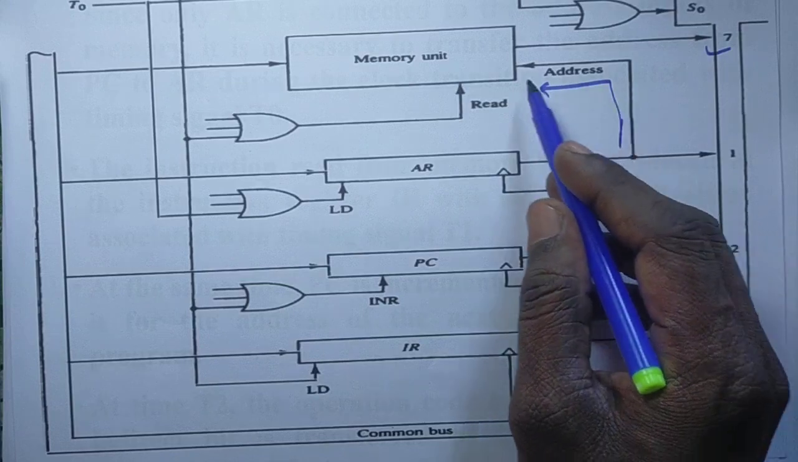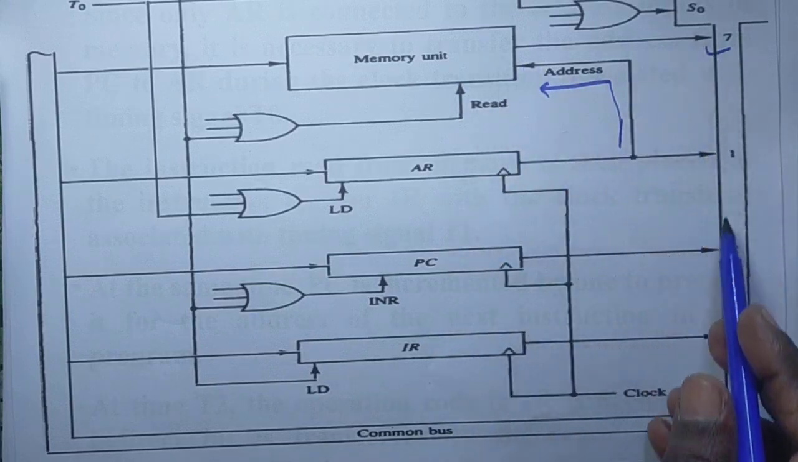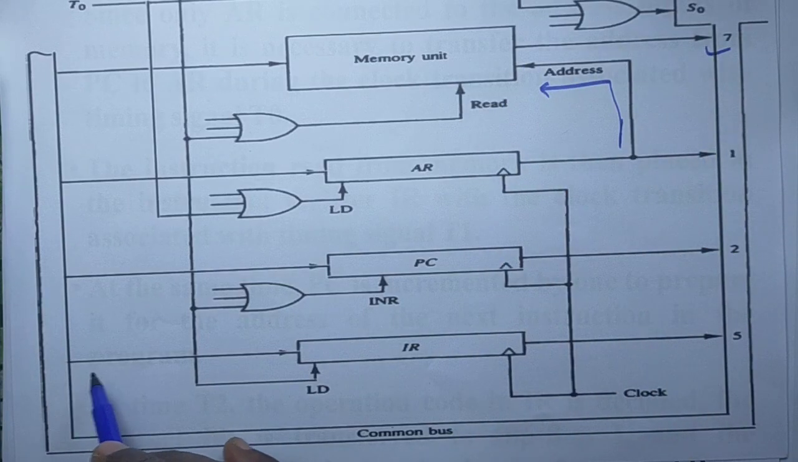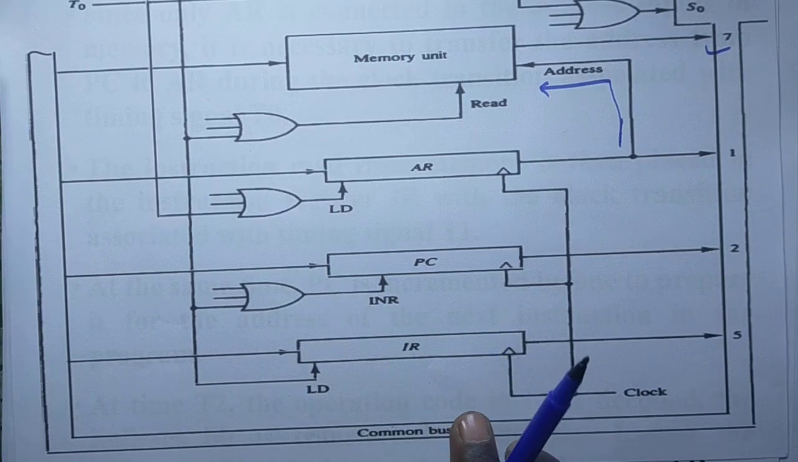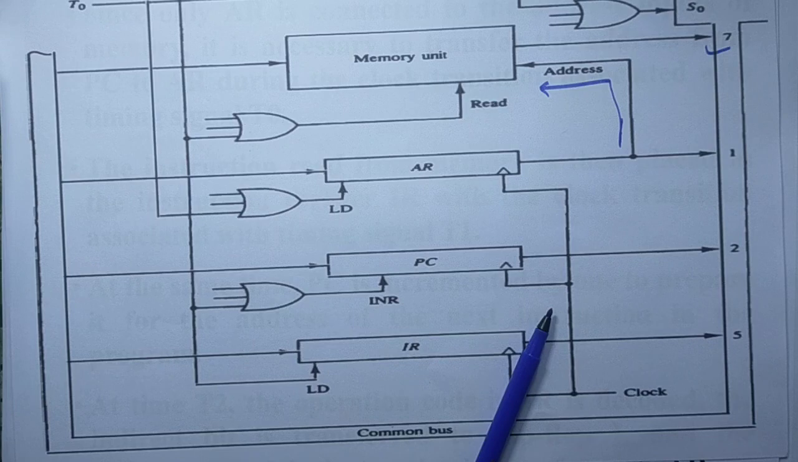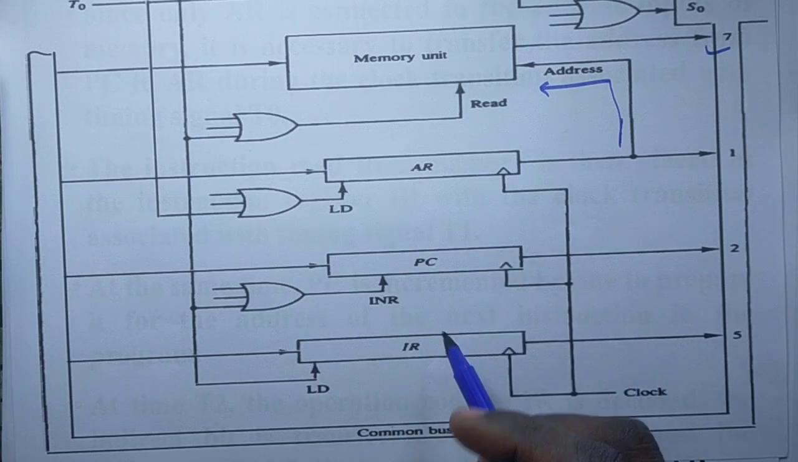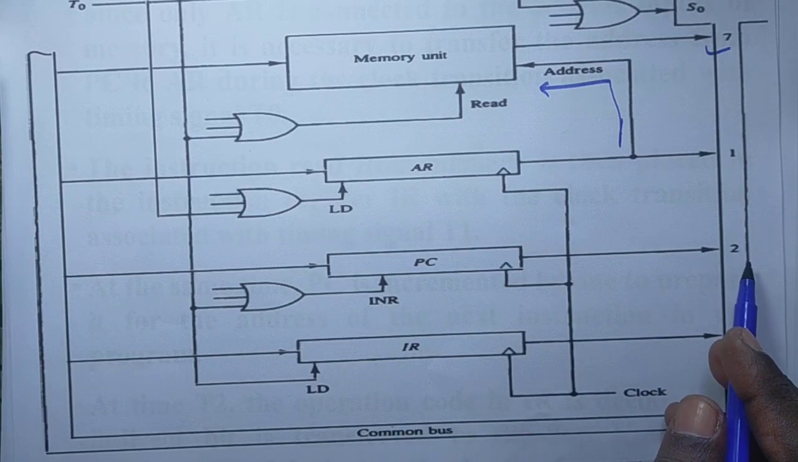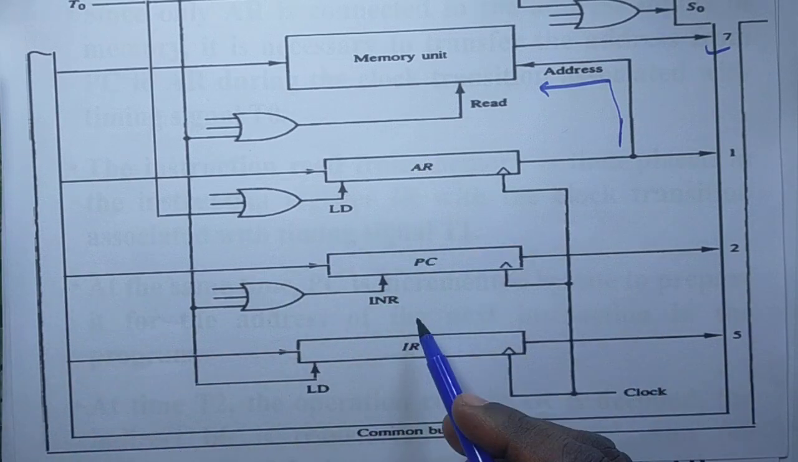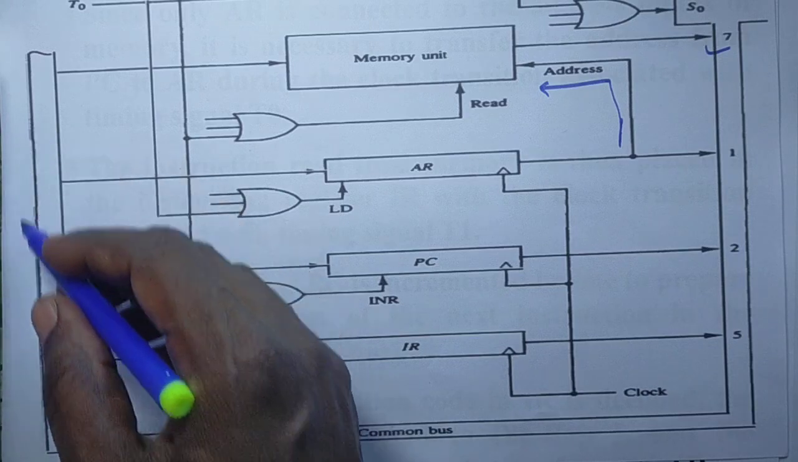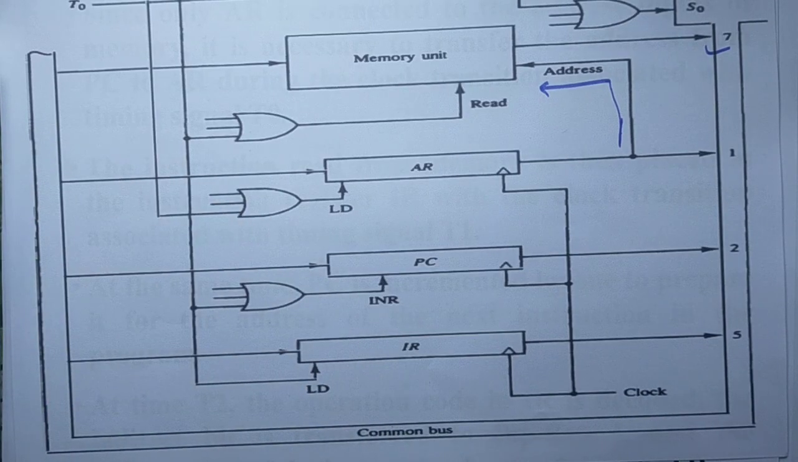It contains the address register, which transfers to here, and next comes the instruction register. Previously we have discussed a little how data is transferred from each individual register to memory, and how the common bus and the different registers receive data from the common bus. We have already discussed that part. So this is the basic structure.